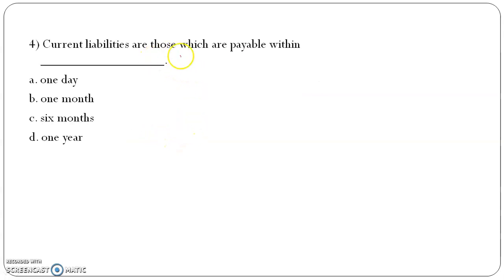Next, current liabilities are those which are payable within. All of you know, if you have learned about the balance sheet, that current liabilities are payable within a year. So the correct answer will be 1 year, not 1 day or 1 month. All these are wrong. Okay, so the correct answer will be 1 year. All current assets are those which you are going to expend, and what you are going to pay are current liabilities.